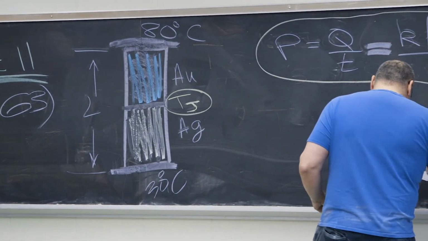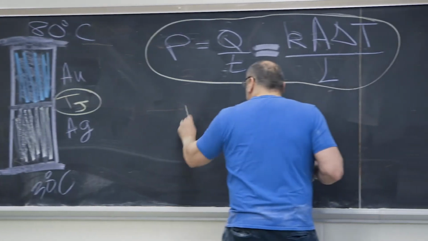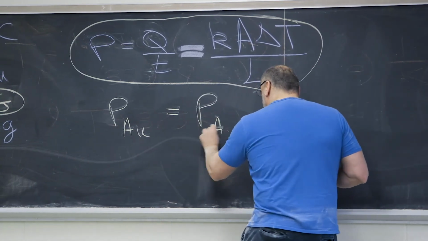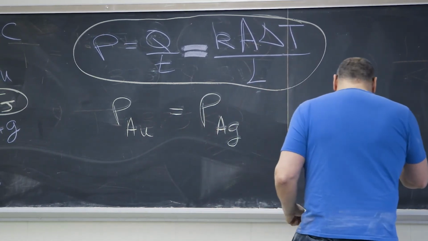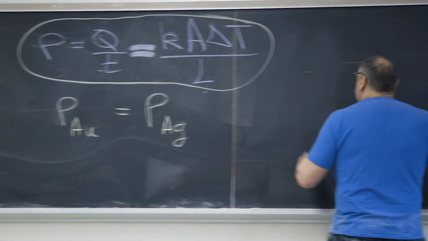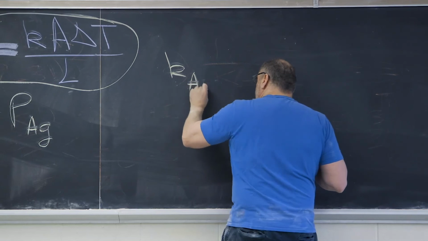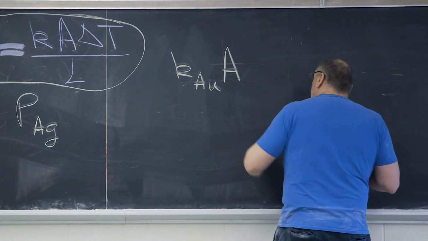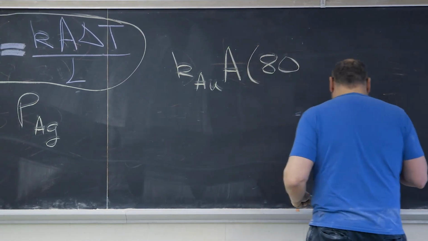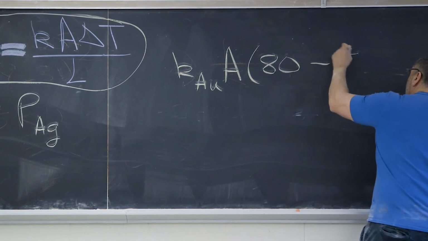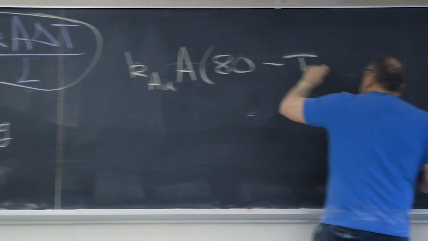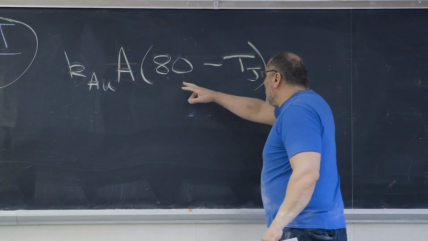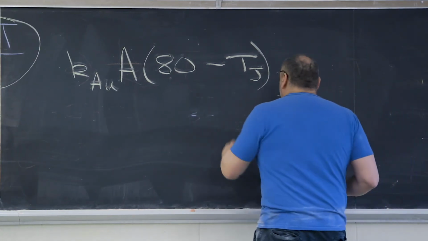The power on the gold side is going to equal the power on the silver side. What does that mean? That means there's a K associated with gold, K_Au, and the area is A. At 80 degrees, heat is going to flow to the junction, and the junction has to be at a lower temperature. It won't flow there if it's not. Heat always flows from hot to cold, from high temperature to low temperature. So it's got to be that, over L.